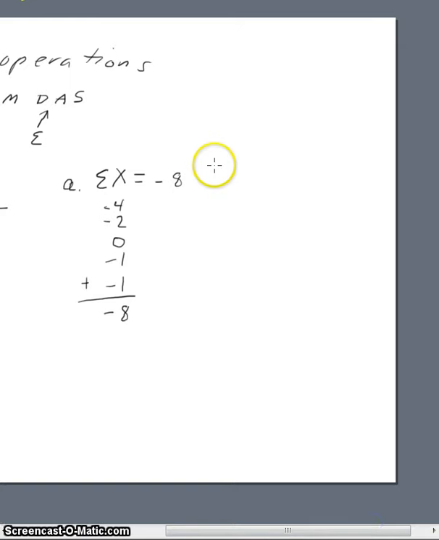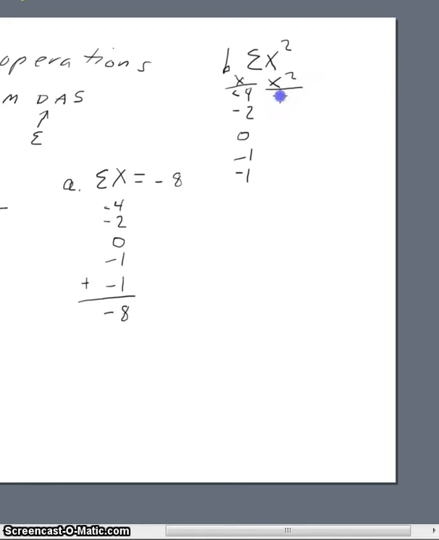Let's look at B. B is asking us for the sum of x squared. Okay, so let's try and remember our order of operations. Parentheses? No. Exponents? Yes. So we need to do that exponent first. If we go back to our scores, we have -4, -2, 0, -1, -1. Those are our x values, and then we're going to need to find x squared.